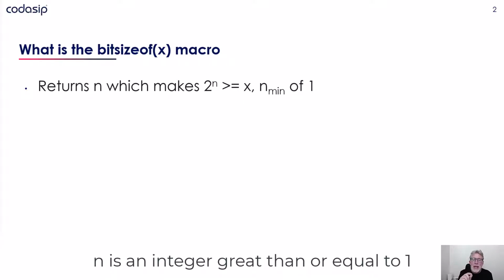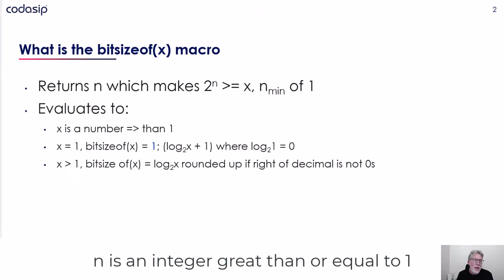It returns n, which makes the following equation true: 2 to the nth is greater than or equal to x, where n minimum is 1. So n has to be no less than 1. So the formula will be evaluated based upon the following.